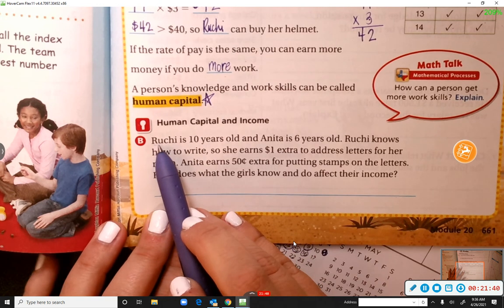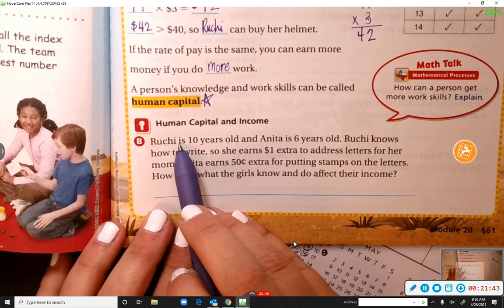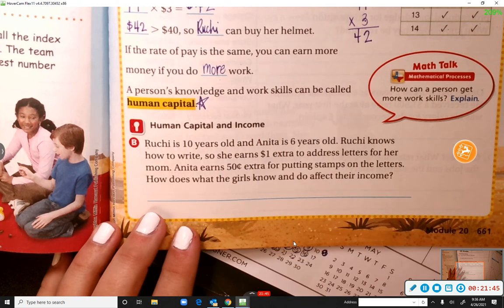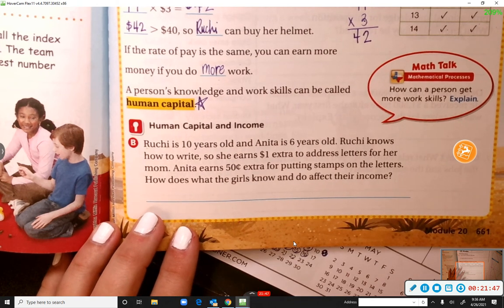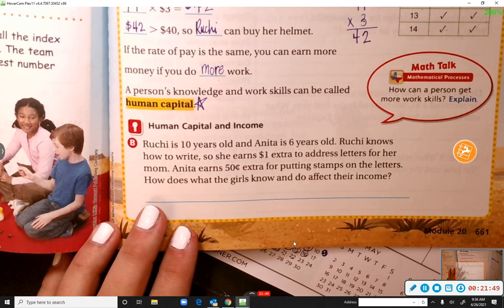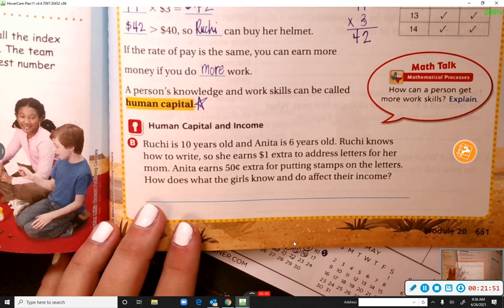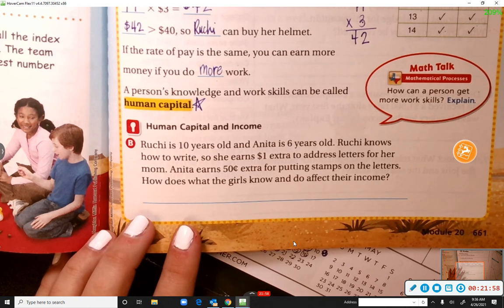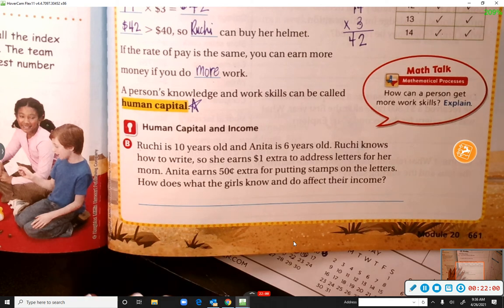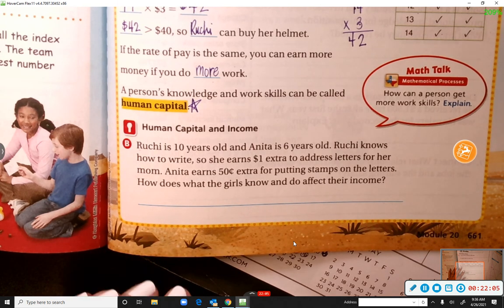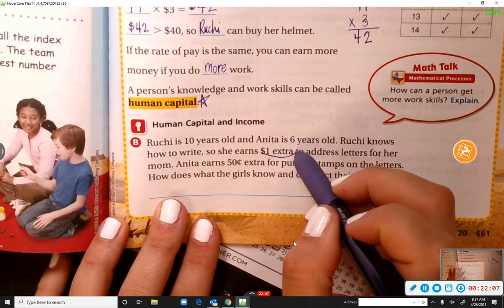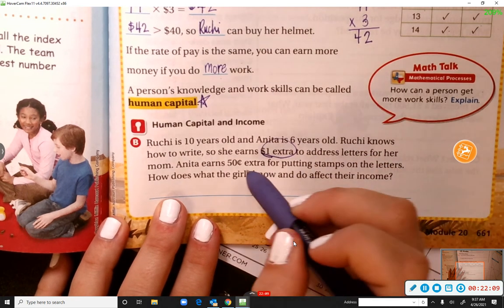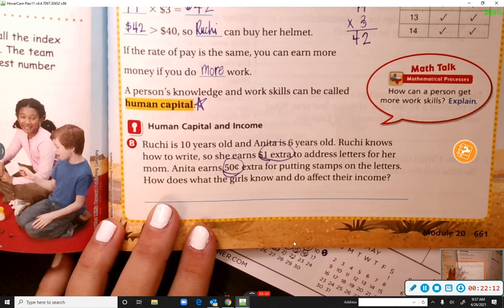So let's look at another example. B. Ruchi is 10 years old and Anita is 6 years old. Ruchi knows how to write, so she earns $1 extra to address letters for her mom. Anita earns 50 cents extra for putting stamps on the letters. How does what the girls know and do affect their income? Well, Ruchi, why is she getting $1 and Anita is only getting 50 cents?